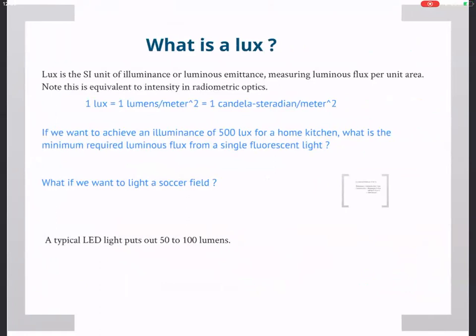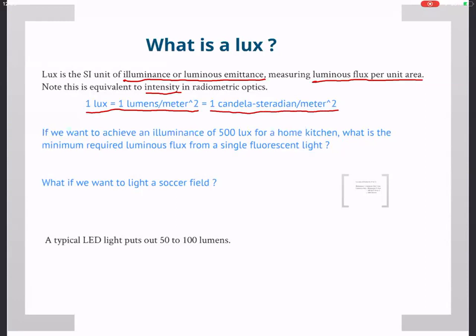Before we do that, we need to understand what a lux is. Lux is another unit which we are not typically very familiar with, but it is the SI unit of something called illuminance or luminous emittance. This is luminous flux, which is what we just saw, per unit area. So it's lumens per meter squared. So 1 lux is 1 lumen per meter squared, and this is equivalent to intensity as we would normally talk about in radiometric optics. And 1 lumen is, of course, 1 candela steradian. So 1 lux is 1 candela steradian per meter squared.